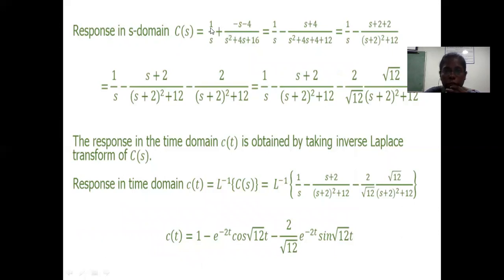After getting the coefficients a, b, c, now just go back to the transfer function and substitute the values of a, b, c. So a is 1 by s plus, b is -1 and c is -4. In the place of a, b, c, I've substituted here. Now this minus sign is common, so I'm taking it out. Now you can see there is a 1 by s term and this term.